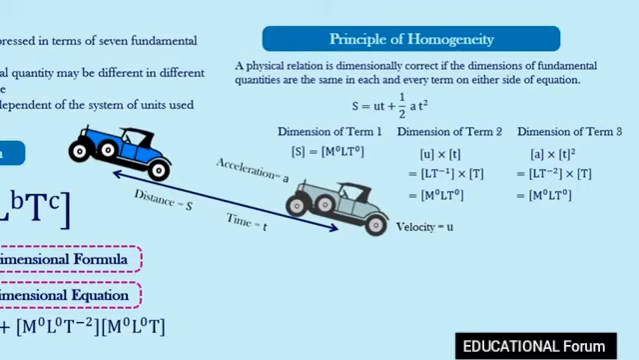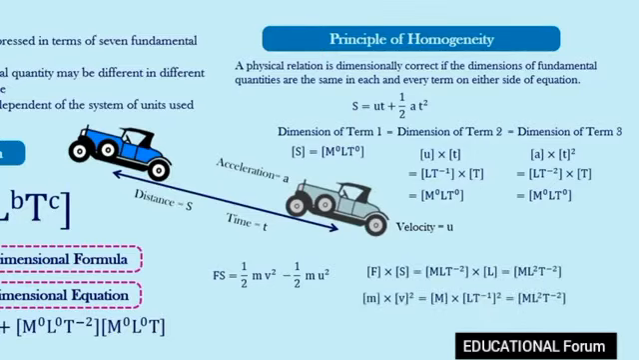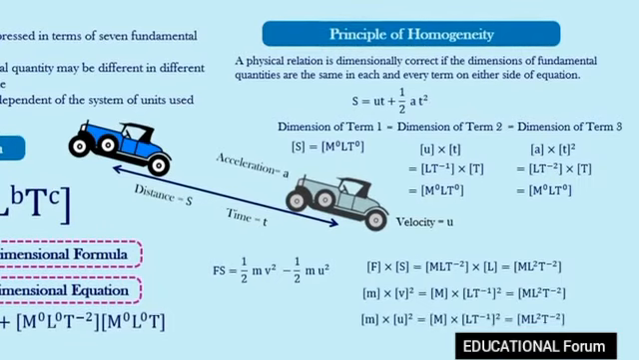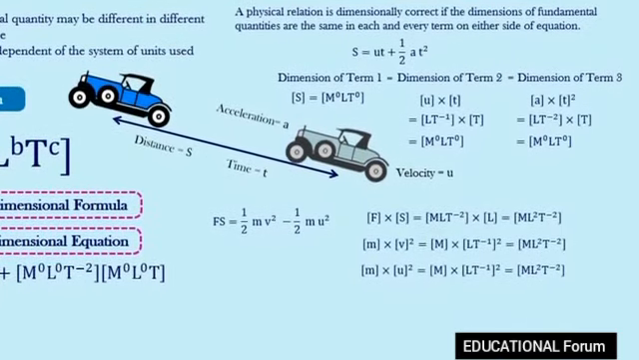Let's see another example of dimensional homogeneity. Considering the relation Fs equals half mv squared minus half mu squared, if we evaluate the dimensions of the left hand side and both the terms on the right hand side, then we can see it follows dimensional homogeneity.